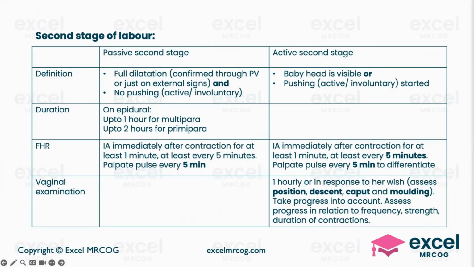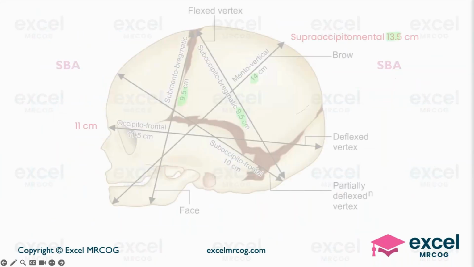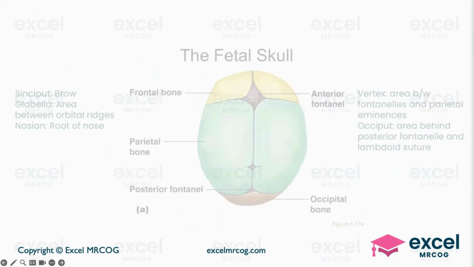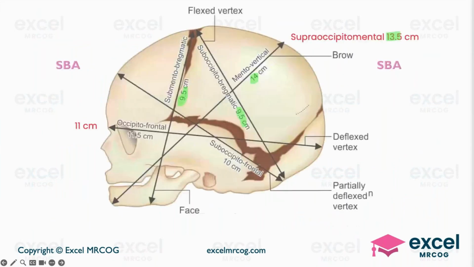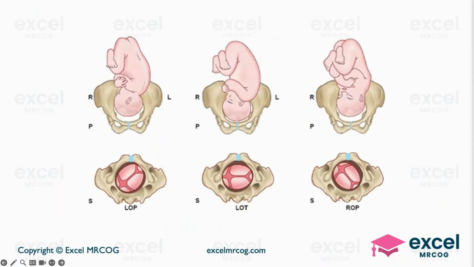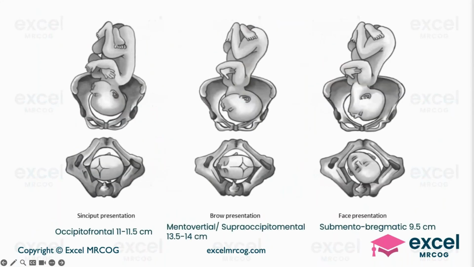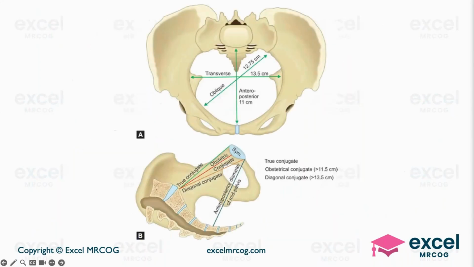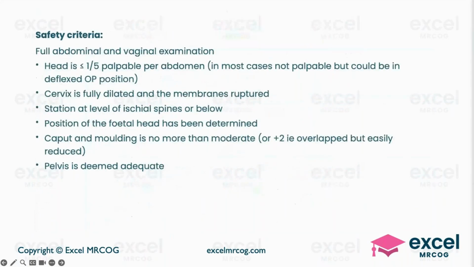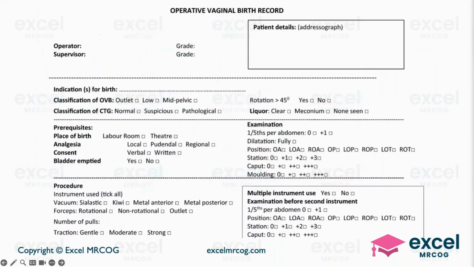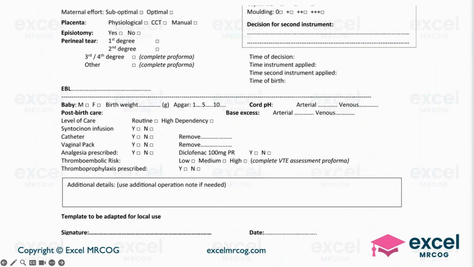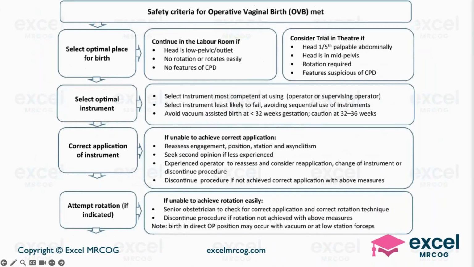All right, so we'll finish second and third stage because we have to do a bit of detail on the fetal skull. Lots of questions come about the diameters and about presentations and about forceps and ventouse. And when should you do what? And I need full attention for this.